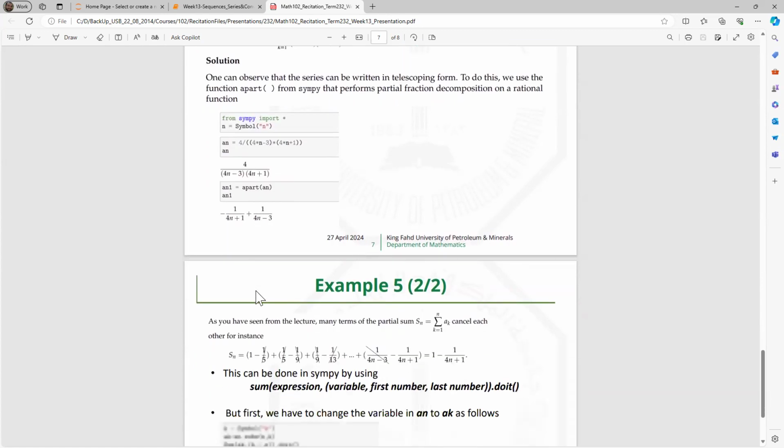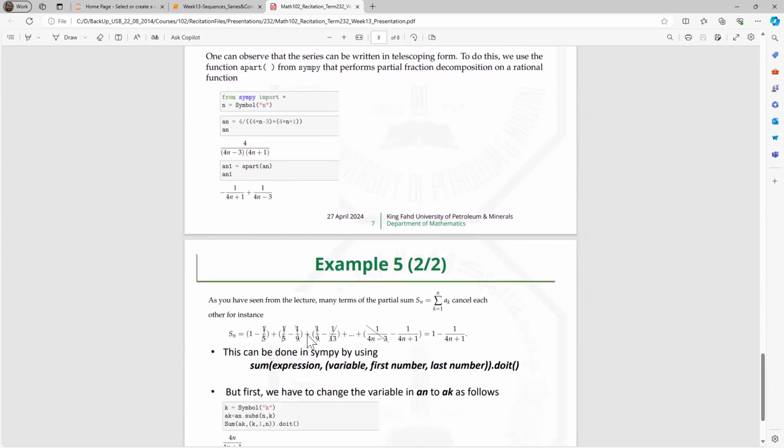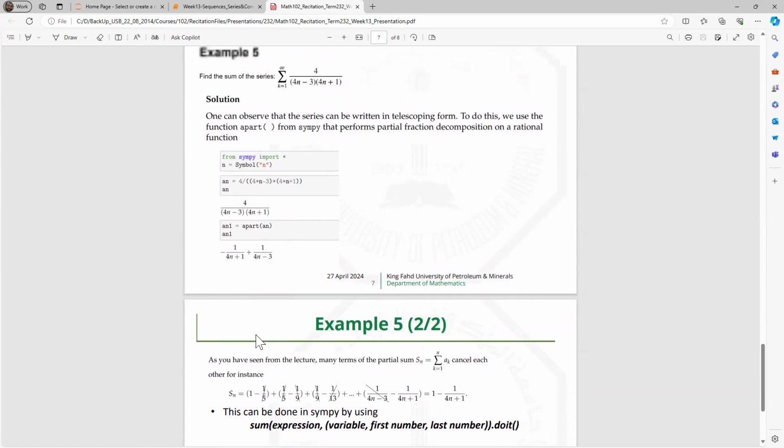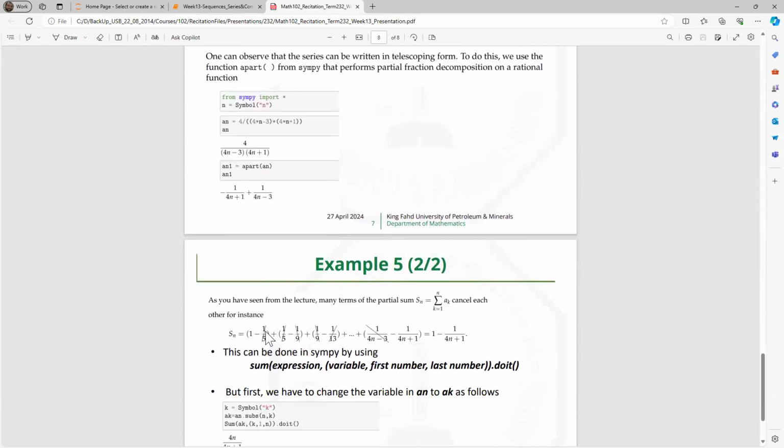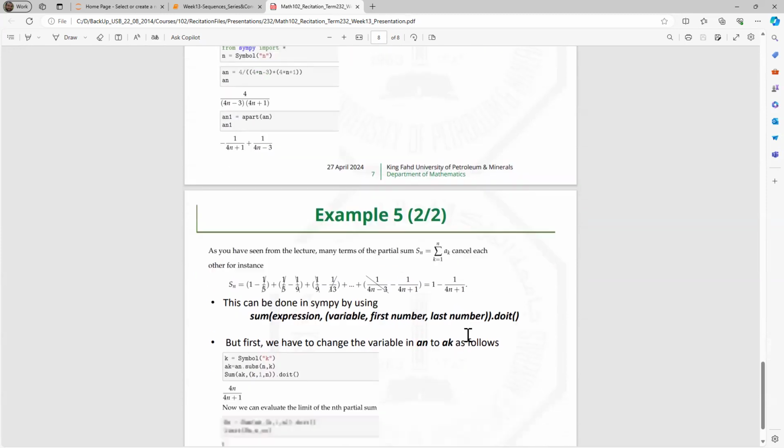Okay, if you want to do it by hand, let's check it out. You can write it as a telescoping series. Here, if you start with the first term, when you decompose it, you're going to have 1 minus 1 over 5, and the next term is going to be 1 over 5 minus 1 over 9. So the 1 over 5 goes, and you can see that what is left after you sum up is just the first term, which is 1, and the last one, which is minus 1 over 4n plus 1. So you can already write it as 1 minus 1 over 4n plus 1. Okay, so that's the decomposition part.